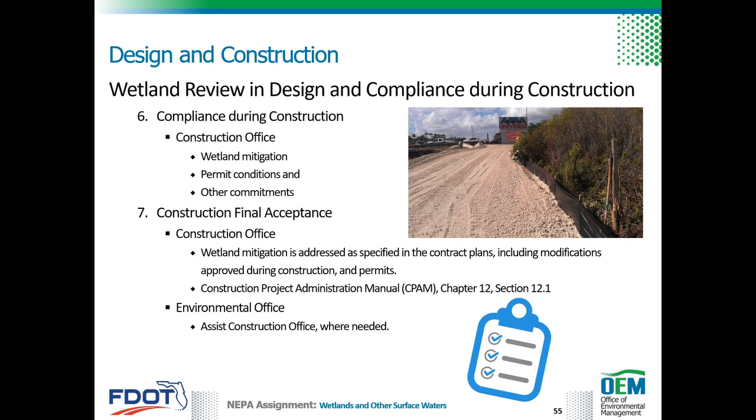7. The construction office, with assistance from the environmental office, must ensure that the wetland mitigation for FDOT built permittee responsible mitigation sites is completed as specified in the contract plans, including modifications approved during construction, prior to issuance of final acceptance according to Chapter 12, Section 12.1 of the Construction Project Administration Manual. Permit and mitigation sign-offs are done through a separate process with the regulatory agency. The district should verify regulatory compliance as the project advances.